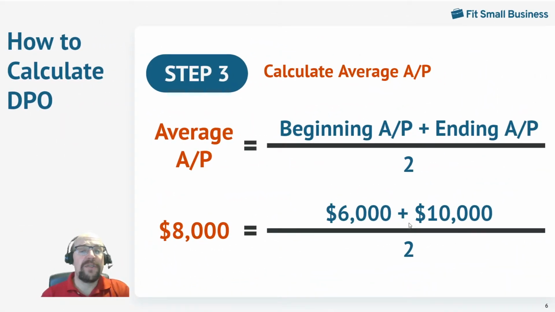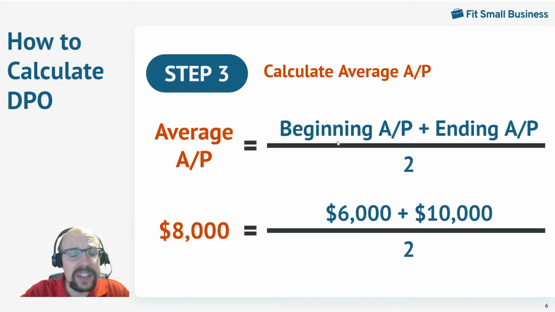Next, we need our average accounts payable. The easiest way to calculate average accounts payable is to take your accounts payable at the beginning of the year plus your accounts payable at the end of the year, divided by 2. So in our example, it's 6,000 at the beginning of the year and 10,000 at the end of the year, divided by 2, which gives us an average accounts payable of 8,000. Now, this is not a very accurate average at all, right? We're only using the year-end numbers.